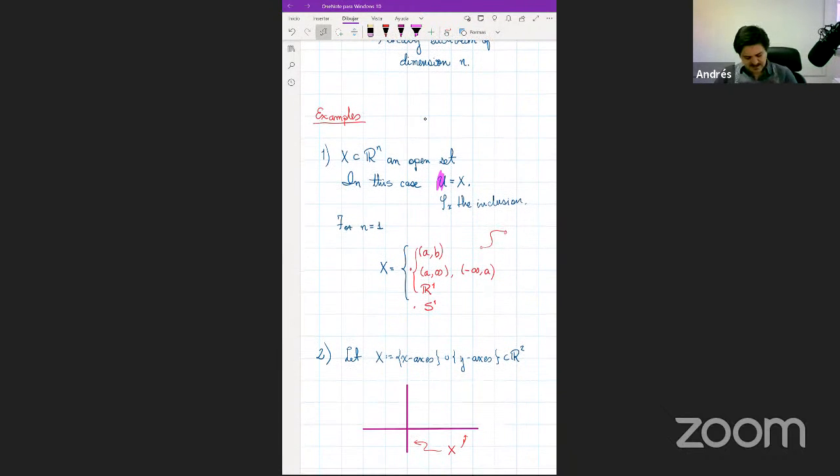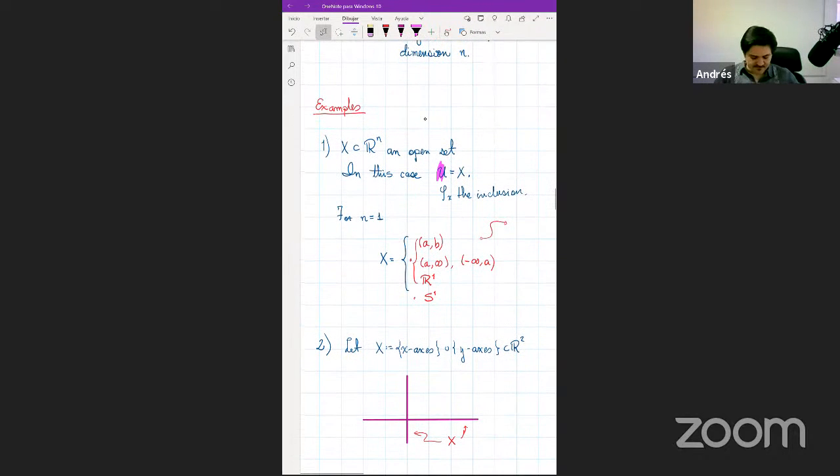Now, I want to take X to be the union of the X-axis and the Y-axis. And is this a topological manifold of dimension 1? Basically, this is R cross R. You know that R is a one-dimensional manifold, but they have a point in common. Is X a topological manifold of dimension 1?